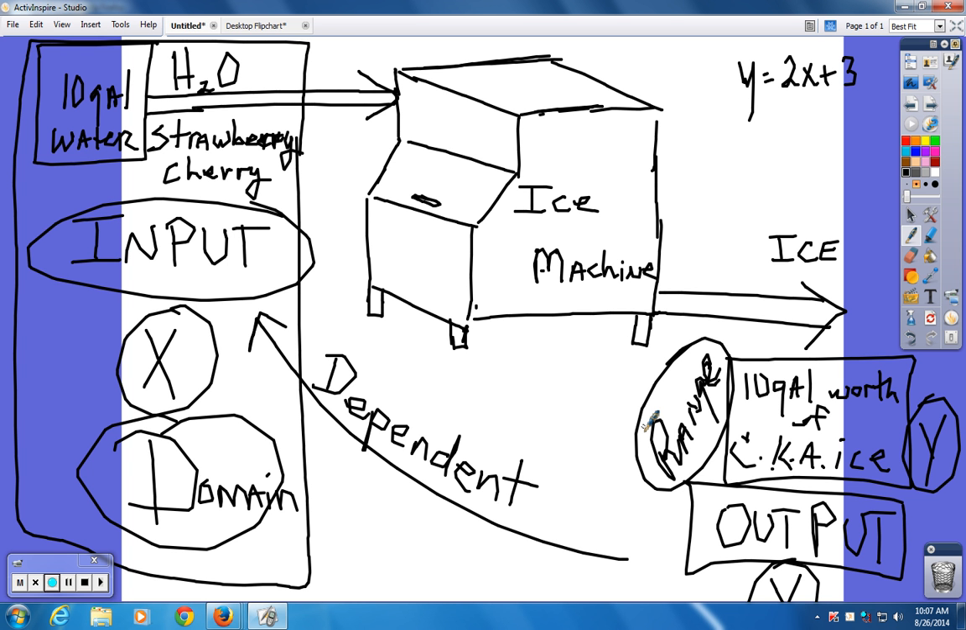So let's do some review. Water is what? Input. Input is X. X is domain. Output is the ice. Output is the Y. Output is the range. All right, let's do another example.